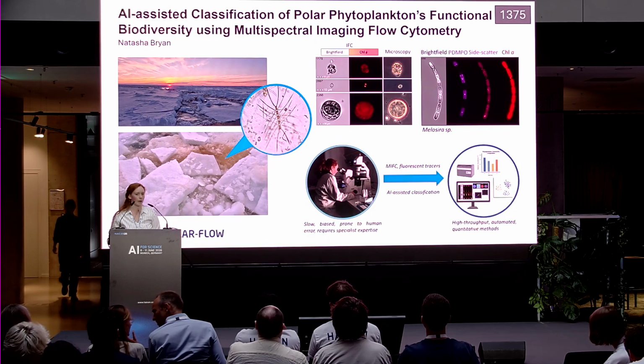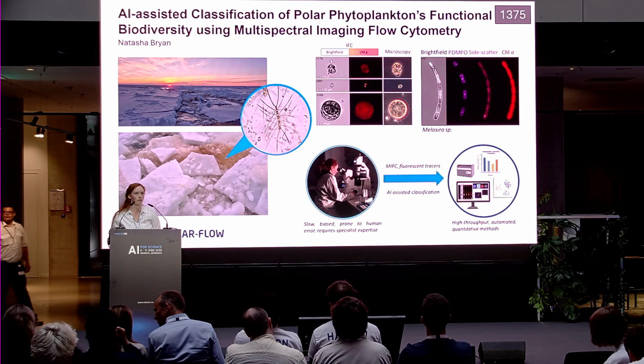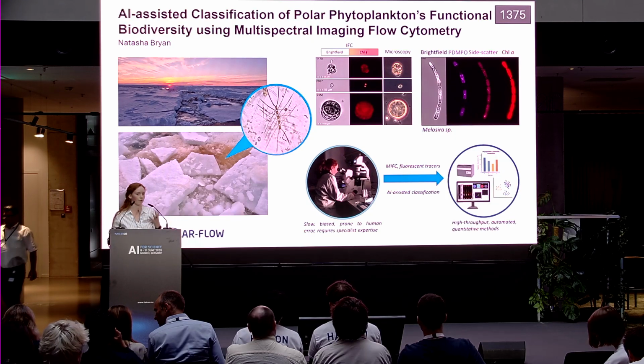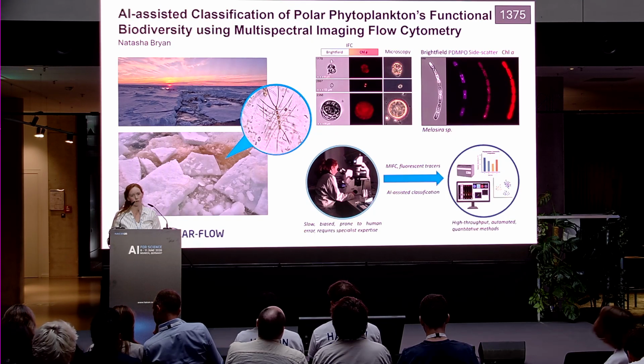Phytoplankton form the base of the food web in marine oceans, and this impacts ecosystem functioning as a whole, but also things like carbon export and nutrient cycling, which is also relevant for ecosystem services and in the light of climate change.